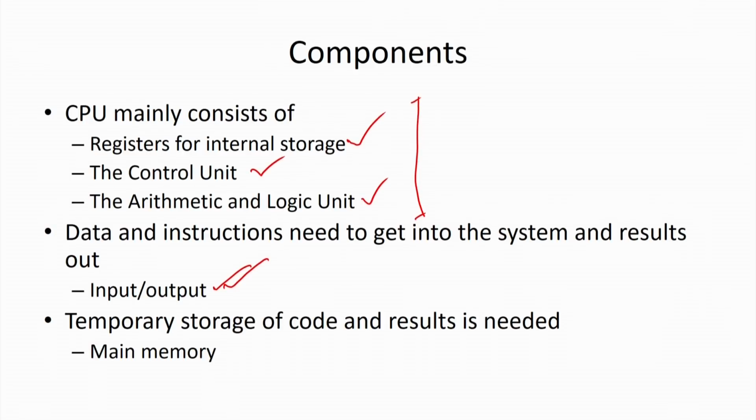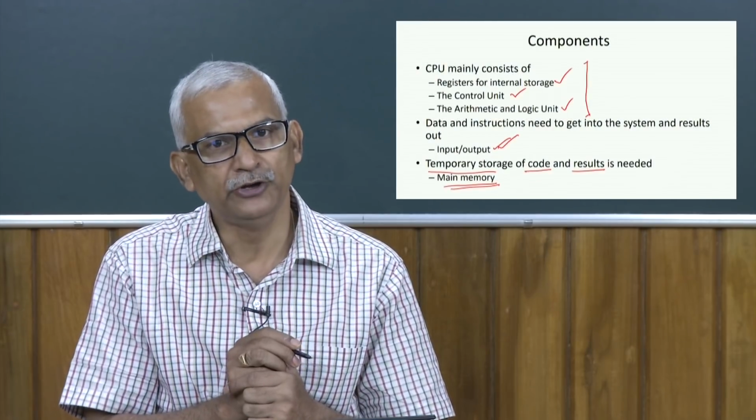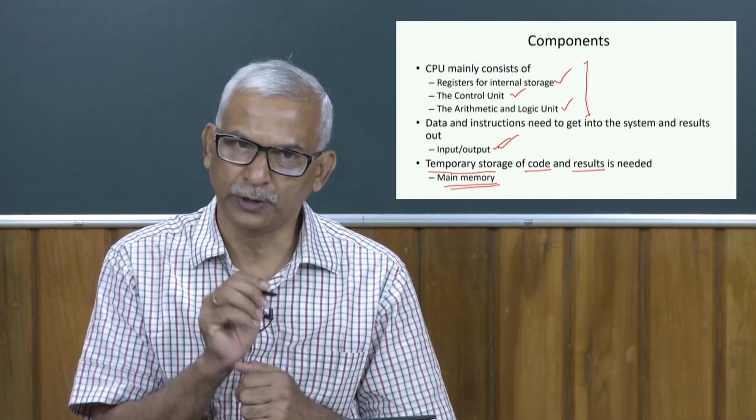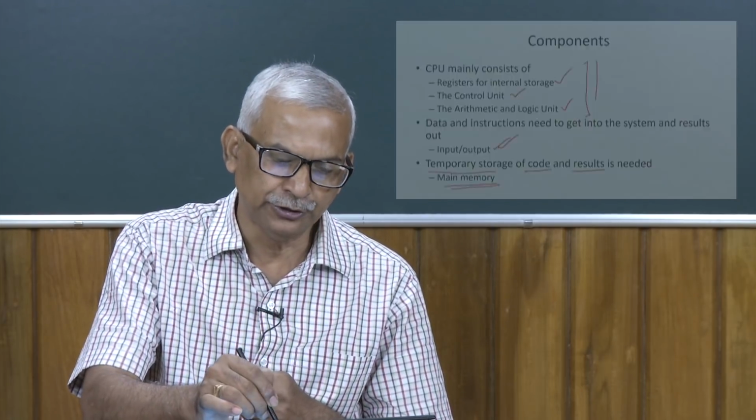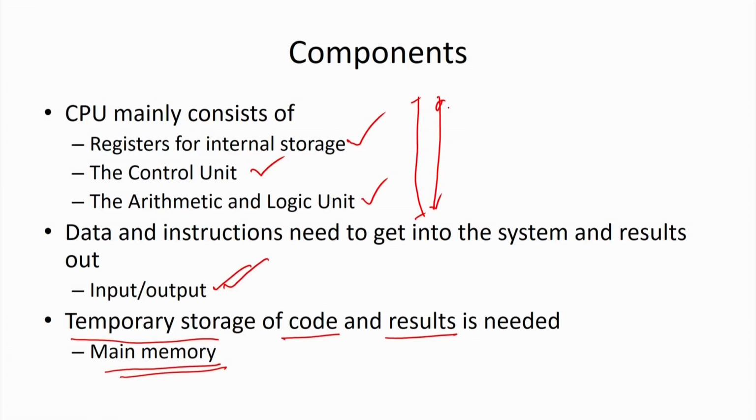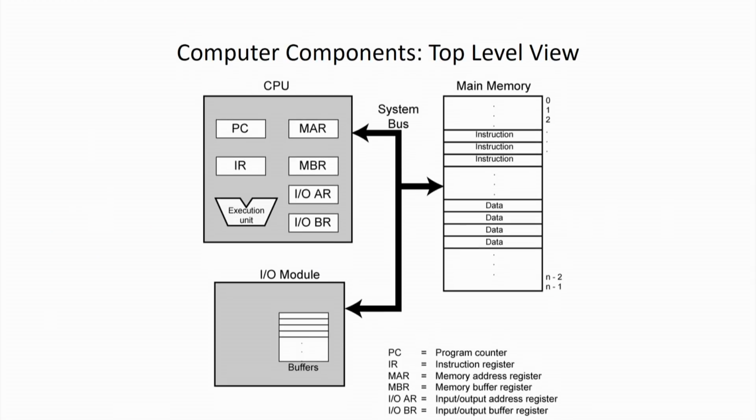Secondly, we need one more component, which is the temporary storage for code and result, known as the main memory, because the computer works on the von Neumann stored program principle. So, we have to keep that information in the main memory. Along with the processor, we have input and output, and we have the main memory or storage unit. In this way, we can see the components of my computer.